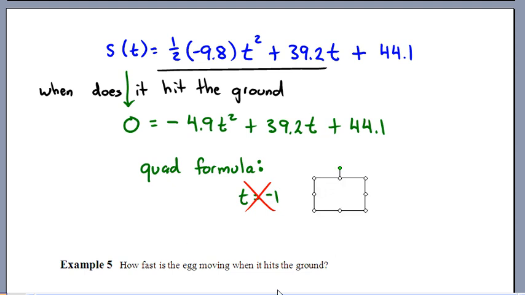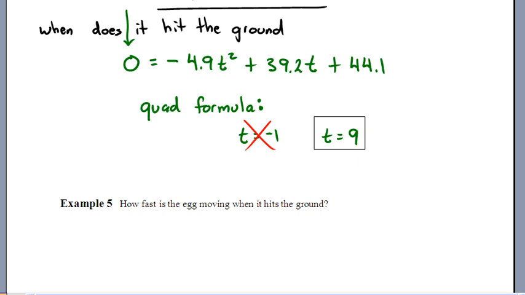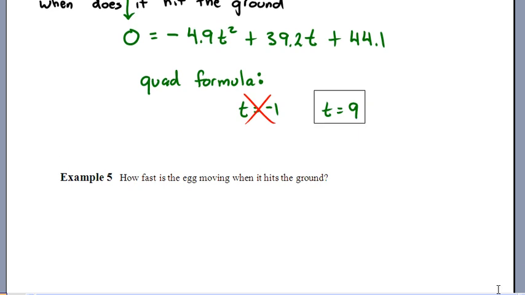That egg was going super fast up in the air. It's going to take some time for it to come back down and then hit the ground. And it'll be at time 9. And then their last question is, how fast is it moving when it hits the ground? Well, we already know that it hits the ground at time 9 seconds, right? So those two things are the same.